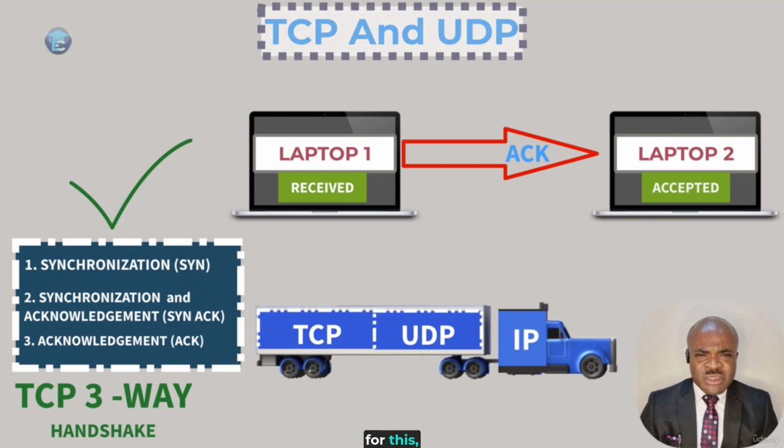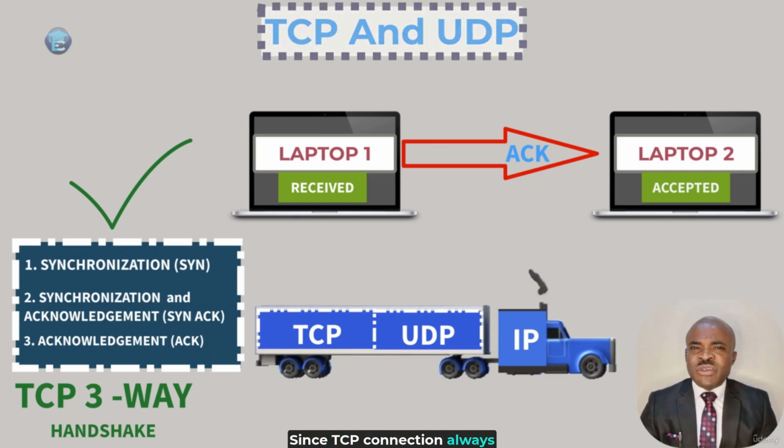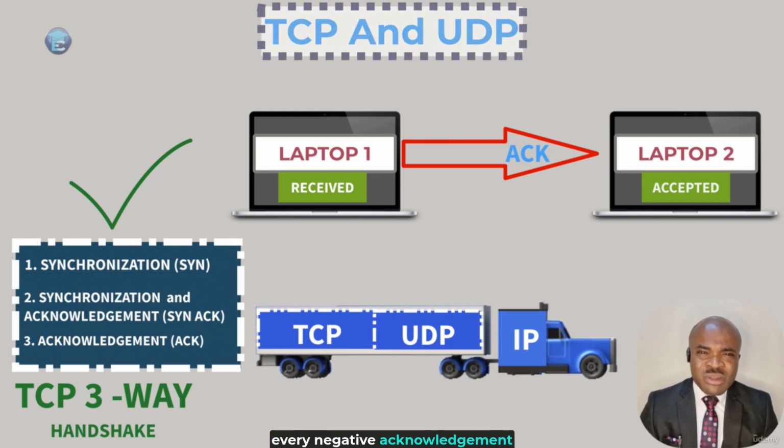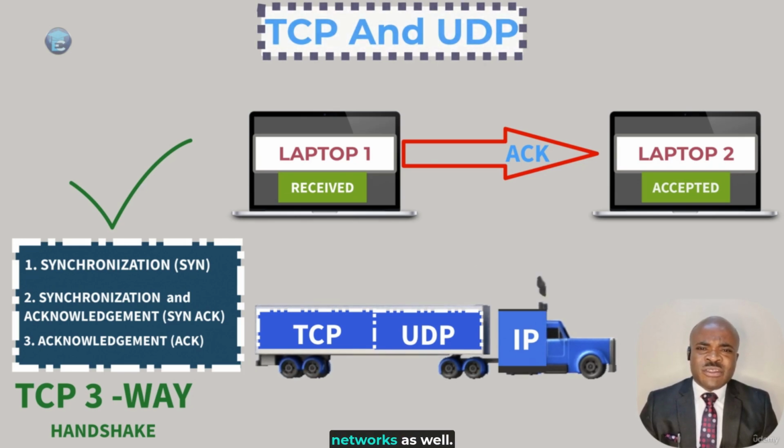Well, there are lots of reasons for this, but I'll mention just the most prominent. TCP is slower than UDP. The reason for UDP's superior speed over TCP is that its non-existent acknowledgement supports a continuous packet stream. Since a TCP connection always acknowledges a set of packets, whether or not the connection is totally reliable, a retransmission must occur for every negative acknowledgement where a data packet has been lost. But because UDP, on the other hand, avoids the unnecessary overheads of TCP transport, it's incredibly efficient in terms of bandwidth and much less demanding of poor performing networks as well.